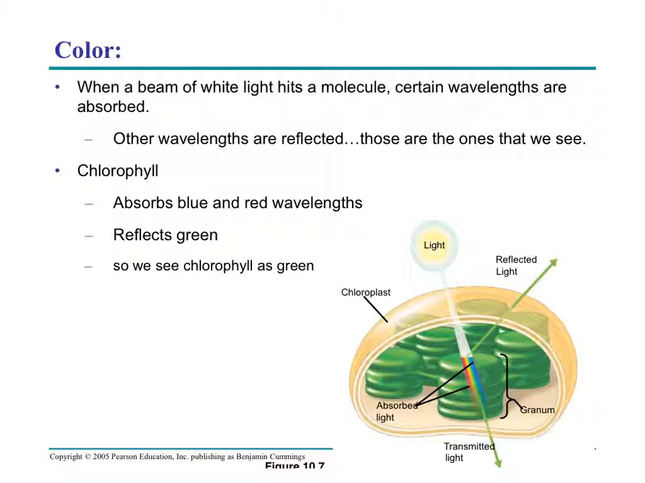That means that when you see anyone in a SWU blue shirt, that means that the blue wavelength of light is being reflected and the other wavelengths of light are actually being absorbed by that shirt.